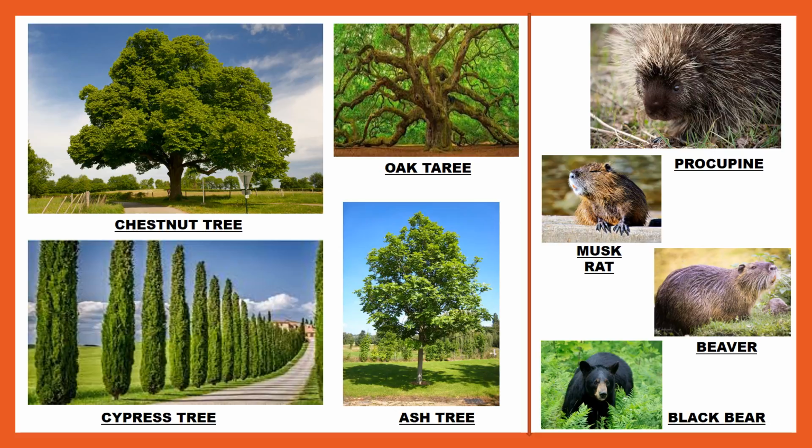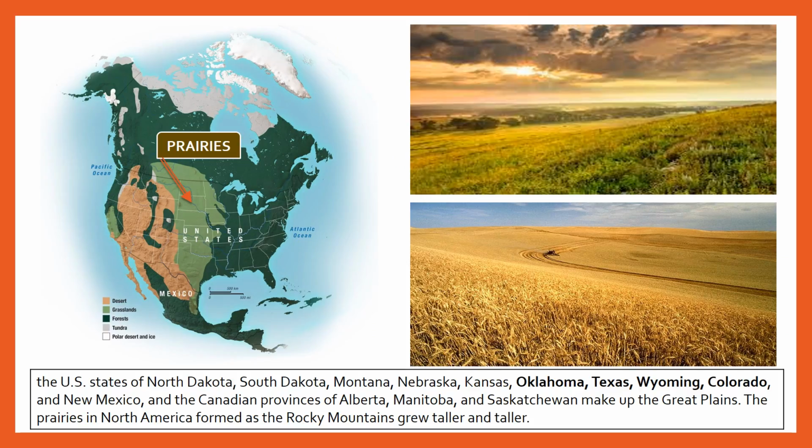All these tree pictures you can see here one by one. The first picture is of the chestnut tree, the second picture is of the oak tree, the third one is the cypress tree, and the fourth one is the ash tree. Likewise, the wild animals found here include beaver, black bear, muskrat, and porcupine. The pictures of these animals you can see on the screen. The first one is the porcupine, the second one is the muskrat, the third one is the beaver, and the fourth one is the black bear.